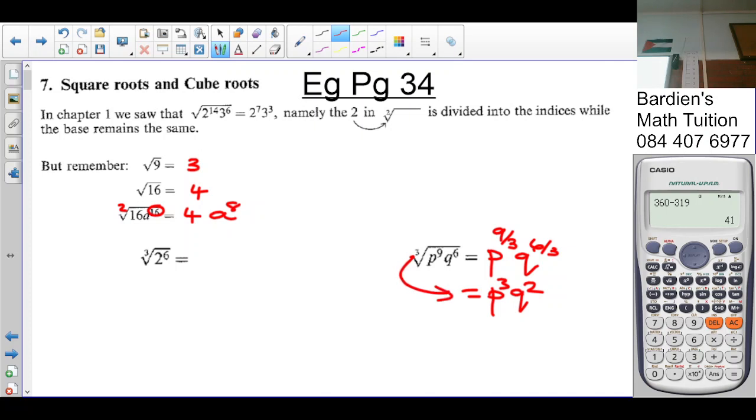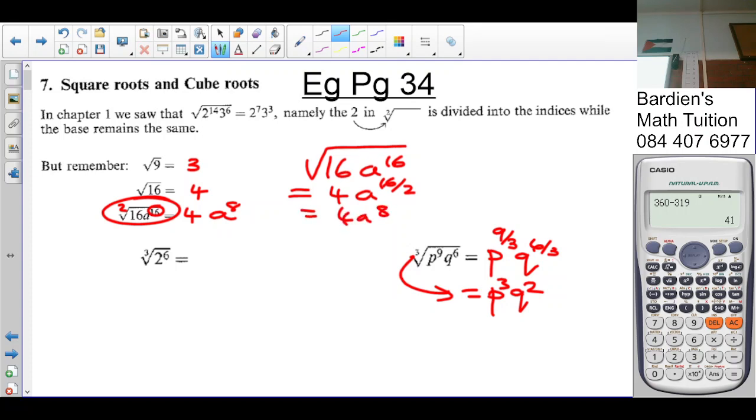Yes, Michael? The square root should be 9 over 2. So what if they don't show anything? Like here, they didn't show anything. If there's nothing here, we know there's a 2. The square root of 16 is 4, a 16 over 2, which is 4a to the 8. You understand? If there's nothing, there's a 2. Yes, Michael? And what do you get if it was 9 over 2? Then it remains 9 over 2 because I can't simplify it. Okay. Anything else?